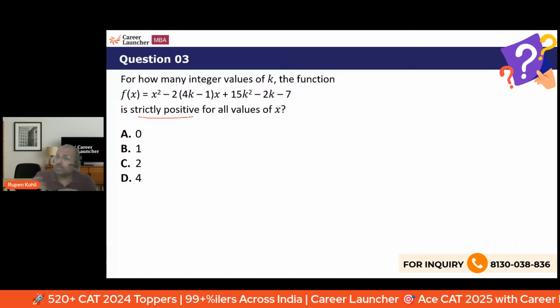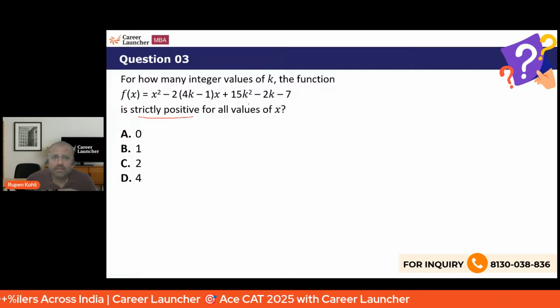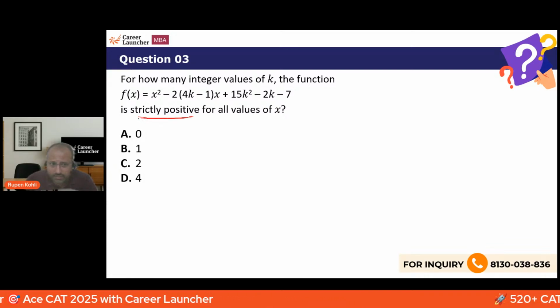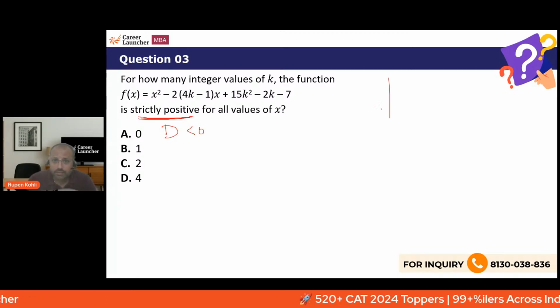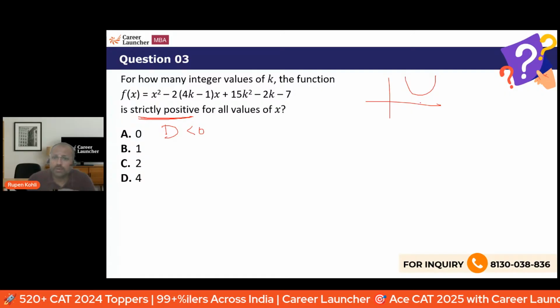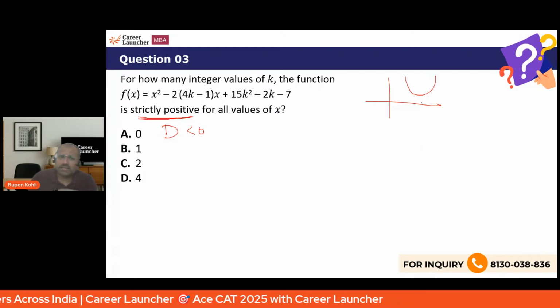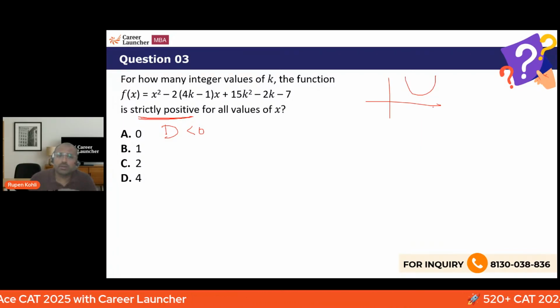For which, what is the condition? The condition for no roots: discriminant is negative. So effectively all this implies my discriminant is negative, so that it is strictly positive, so that the graph looks something like this, right? Not touching or going below the x-axis, always staying above it. No roots, discriminant less than 0. So that is the condition that we have to apply, discriminant less than 0, and that will give us the possibilities of k, right? So let's put this condition.